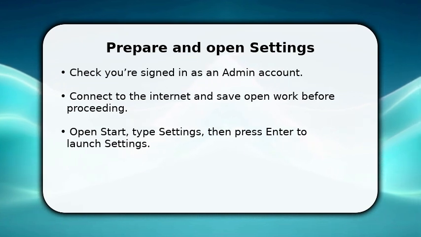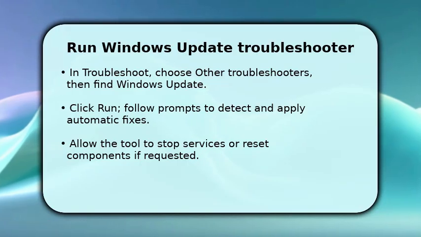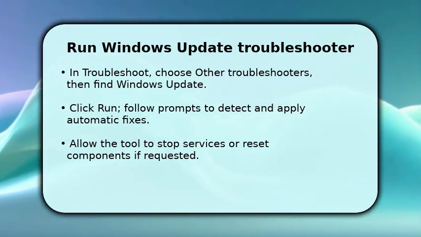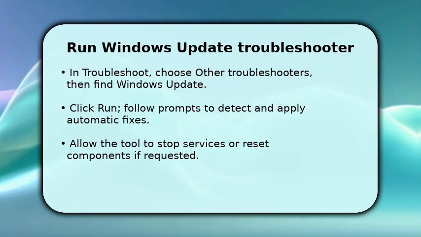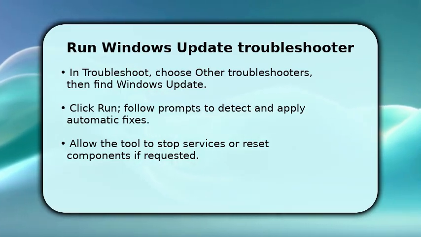Once in Troubleshoot, tap Other Troubleshooters and locate Windows Update in the list. You'll see a Run button next to it. Click Run and let the tool scan. It detects corrupt caches, service issues, and misconfigured settings, then suggests or applies fixes automatically.